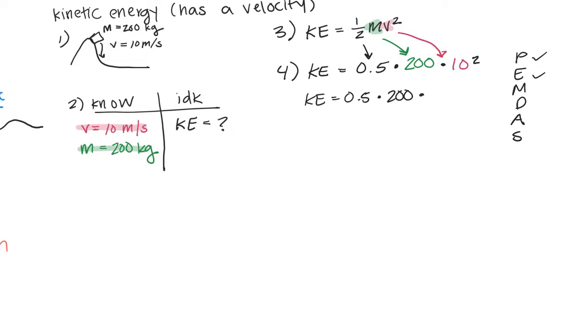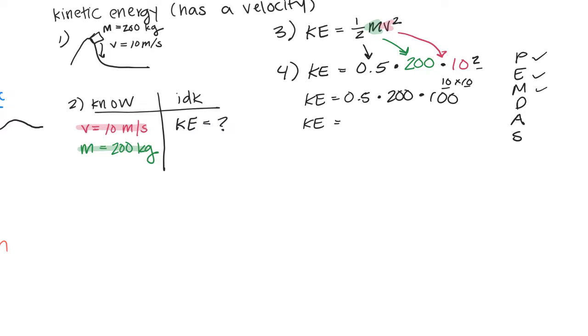10 squared, which is the same as 10 times 10. Remember, there are two 10s. That's what the square means. All right. That is 100. So we've taken care of that exponent. Now we can move on to this multiplication. So now we have 0.5 times 200 times 100.